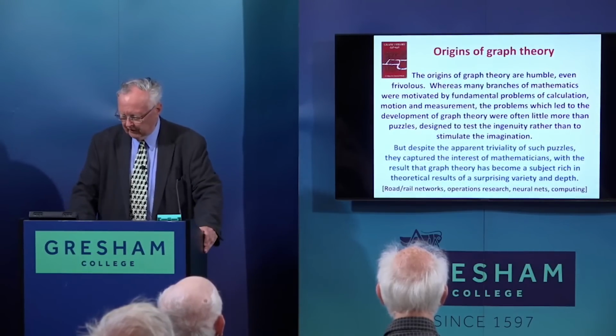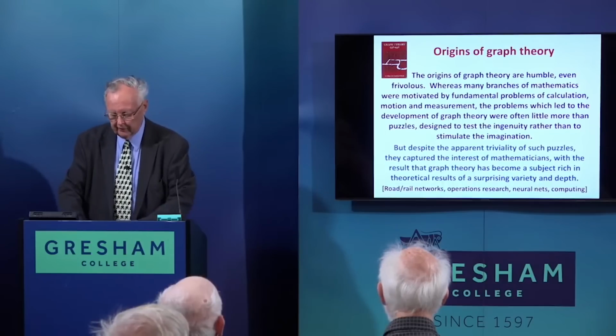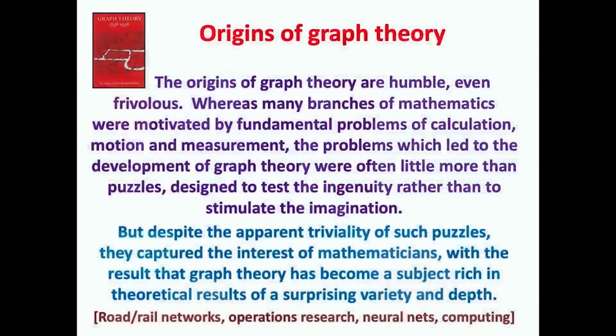So how did graph theory arise? As the preface of our first book observed, the origins of graph theory are humble, even frivolous. Whereas many branches of mathematics were motivated by fundamental problems of calculation, motion, and measurement, the problems which led to the development of graph theory were often little more than puzzles, designed to test the ingenuity rather than to stimulate the imagination. But despite the apparent triviality of such puzzles, they captured the interest of mathematicians, with the result that graph theory has become a subject rich in theoretical results of a surprising variety and depth.